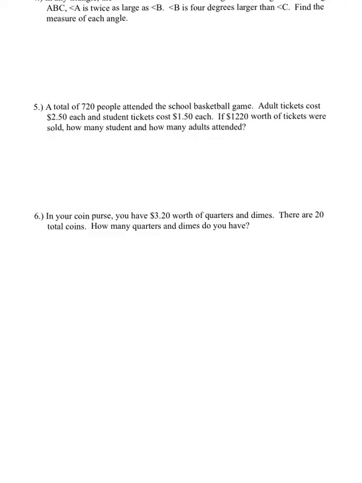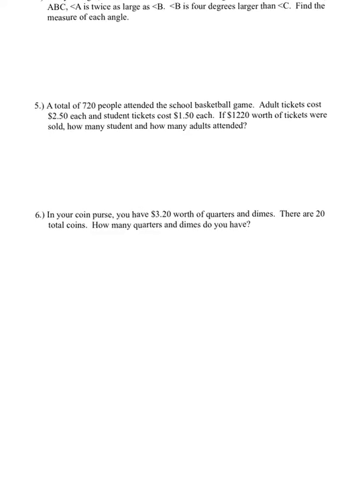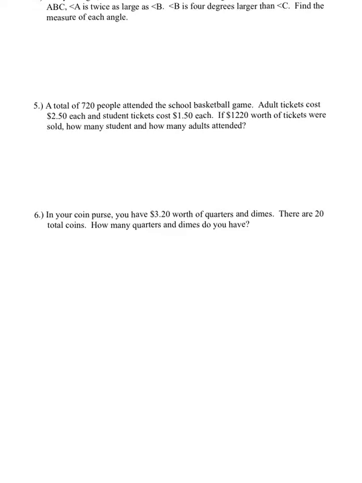So here we have how many students, and how many adults. So we want to figure out the number of students and the number of adults. And then we also have their ticket costs being compared to each other. So $2.50, $1.50 for a total of $1,220. So we're going to use the one piece to create our let statement, and then we're going to use the values to create our equation.